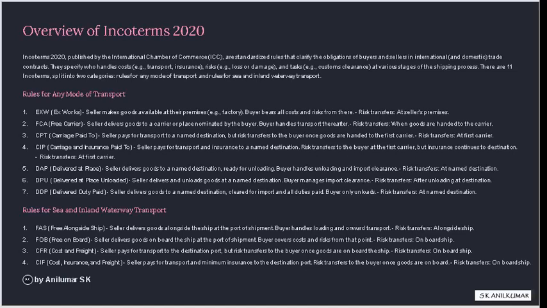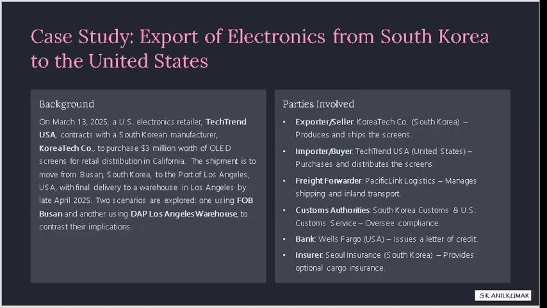The next destination term is DDP, delivered duty paid, where the seller not only unloads and delivers but also pays the duty for the customs clearance at the destination port. These are the various Incoterms.